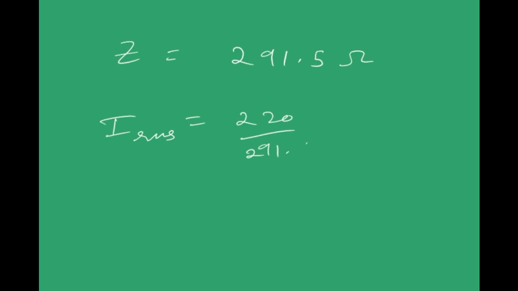You will get the Z to be 291.5 ohms. How to calculate the current? Current is nothing but Vrms by net impedance. That gives you IRMS. So it is 220 by this 291.5, which is nothing but 0.755 amperes. And note that this is the RMS current.